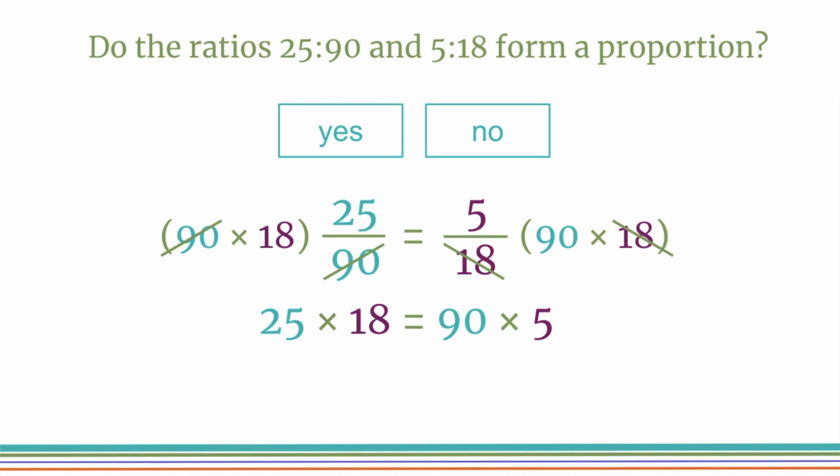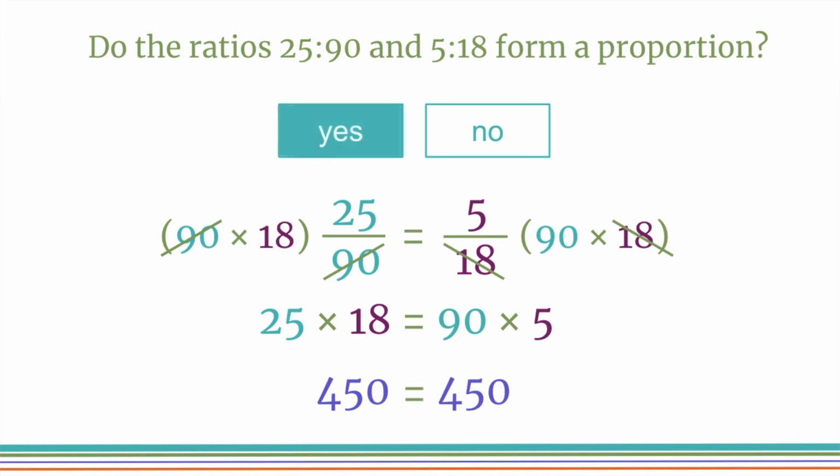You may have heard these referred to as the cross products. 25 times 18 is 450, and 90 times 5 is 450. Since the 2 sides of the equation are equal, these ratios form a proportion.